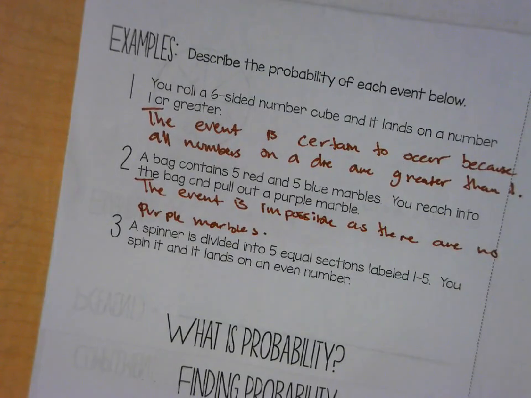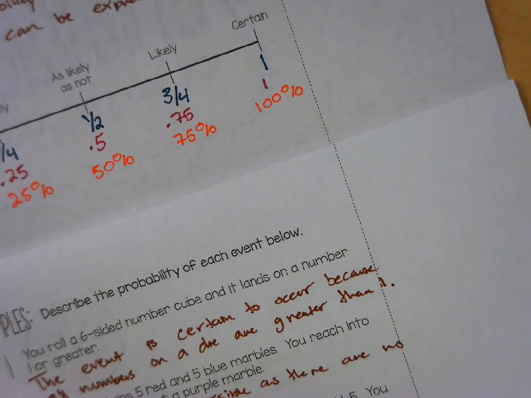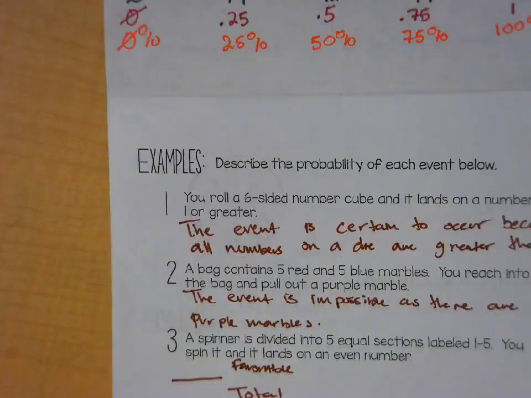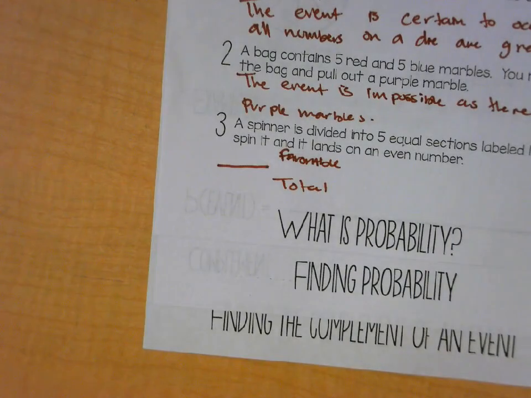All right, last but not least, we have number 3. A spinner is divided into 5 equal sections labeled 1 through 5. You spin it and it lands on an even number. So we're going to do an example of probability. Down here is your total, and these are your favorable outcomes. Favorable meaning this is what I'm looking for. I want these outcomes.